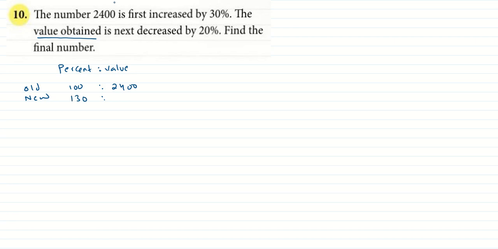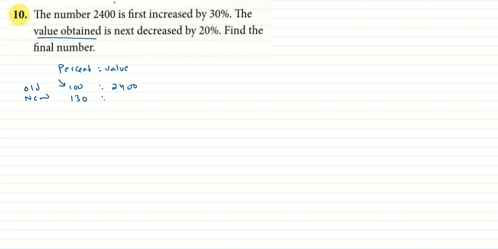जब भी परसेंटेज इंक्रीज या डिक्रीज होता है तो हम इस ओल्ड 100% के अंदर प्लस या माइनस करते हैं. अगर इंक्रीज है तो प्लस करेंगे, डिक्रीज है तो माइनस करेंगे. So over here it is getting increase, so we will add 30 in 100. This will become 130 as the new percentage.